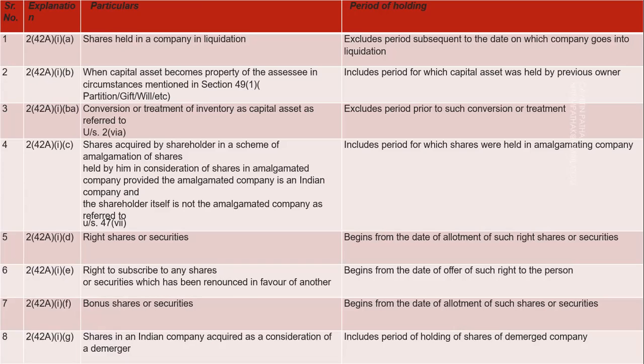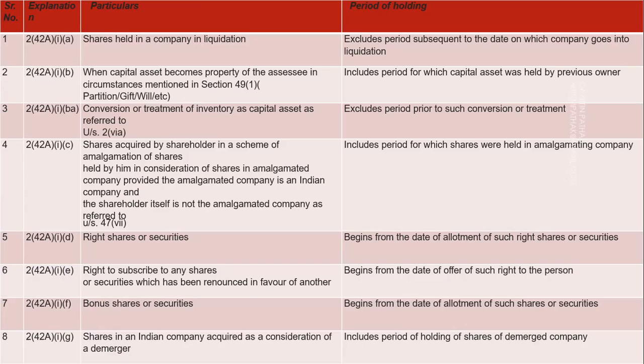Conversion of treatment of inventory into capital asset. The date on which I converted inventory into capital asset, the period prior to that date will not be considered for the purpose of ownership. Shares acquired or sold in the scheme of amalgamation include the period of the amalgamating company.